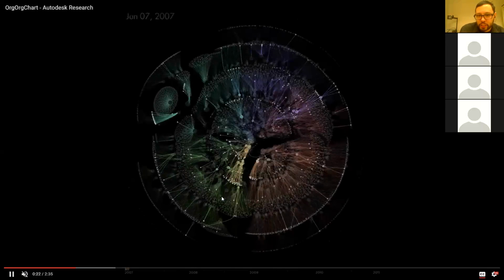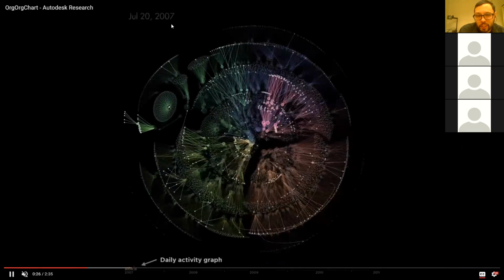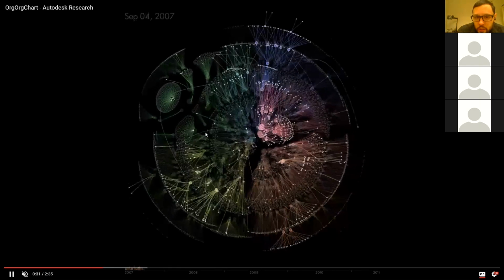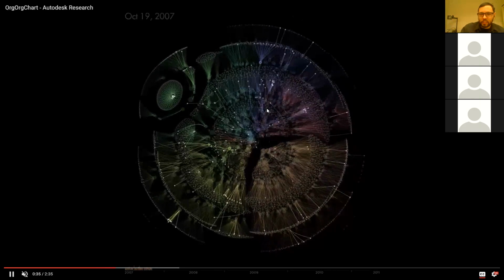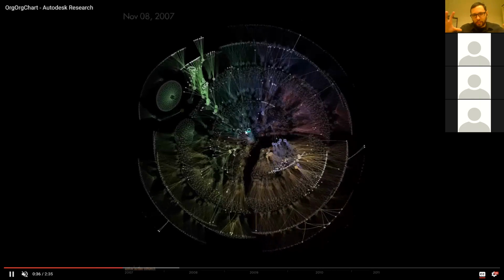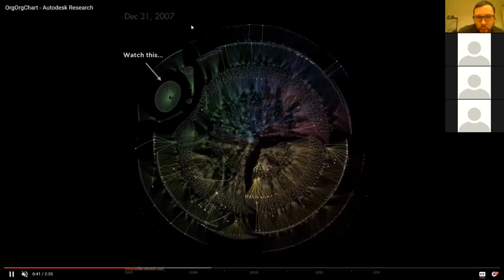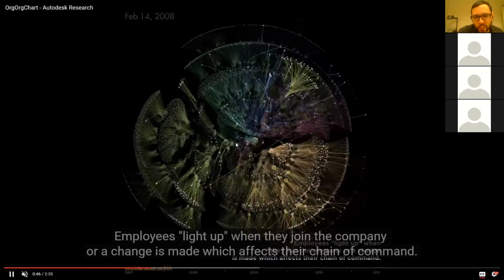This is an organizational chart for a real company, from 2007 to 2011. Over a couple of years, every dot is an employee. The bigger dots are managers, and the smaller dots are their subordinates. The CEO is at the center. As you go out the circle to the edges, you get the lower end employees. All the lowest people on the ladder are at the rim, and as you go in towards the center, you get more and more higher management.